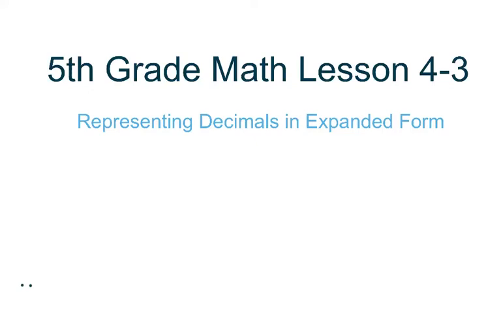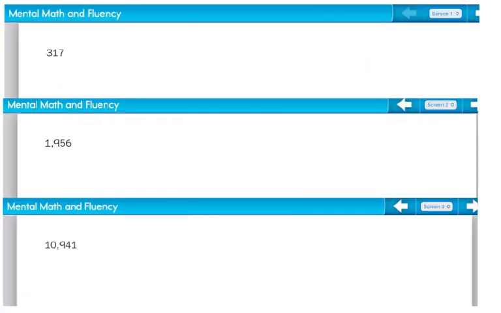In Math Lesson 4.3, we're going to be representing decimals in expanded form. You will need your math journal, and you will need your whiteboard, and you will need to do all of the things that are expected of you each day. Let's go ahead and take the number 317 on your whiteboard. And I'm going to ask you to write the number in expanded form. So here's what I want to see, and then you can do the next two yourself.